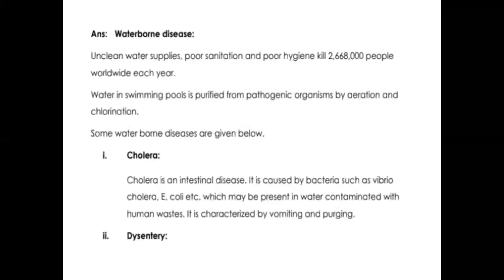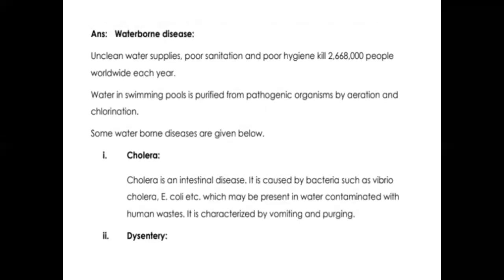So cholera is an intestinal disease. It is caused by bacteria such as Vibrio cholerae and E. coli, etc., which may be present in water contaminated with human waste. It is characterized by vomiting and purging. Purging means the intestine or the stomach may become swollen.